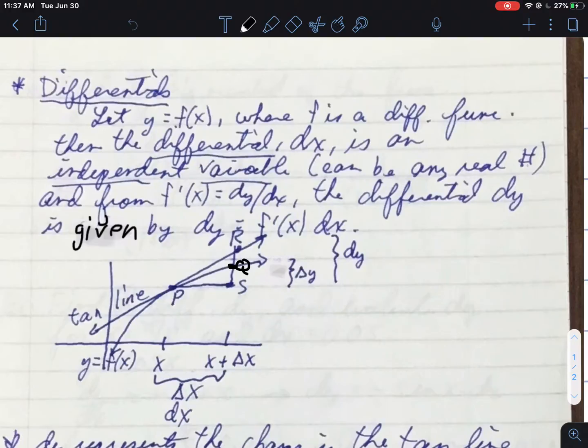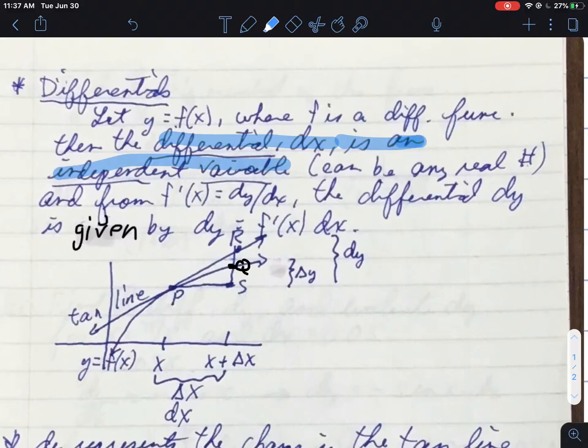So first, let y equal f of x as our basic function notation, where f is a differentiable function. Then we say that the differential dx, because when you have dy dx, there's change in y dy, there's change in x dx. We call dx a differential, we call dy a differential. So the differential dx, we consider it an independent variable, and by that we mean that we can make dx whatever we want it to be.